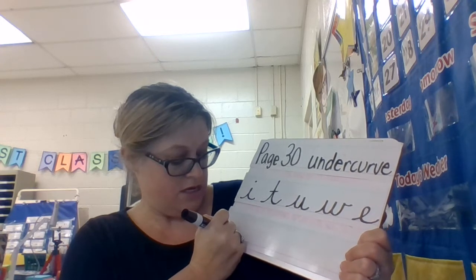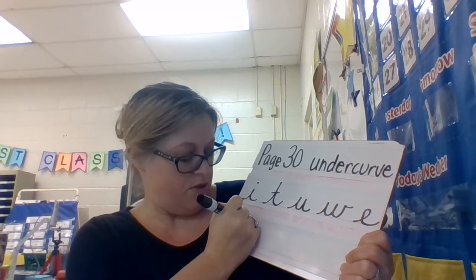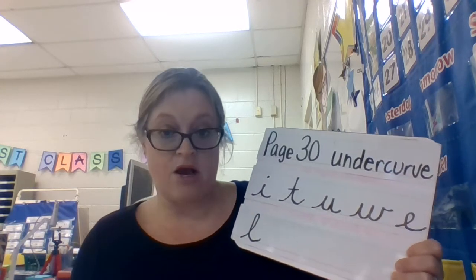Okay? Now let's look at the other letters there at the bottom. I'm not going to do all of them. I'm just going to do a couple of them. So that first letter there is a letter l. Okay? Letter l starts at the red line. It's going to undercurve up, loop around, and come down around.